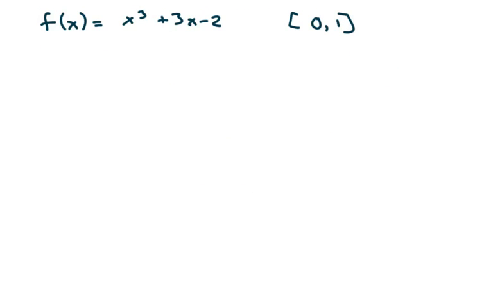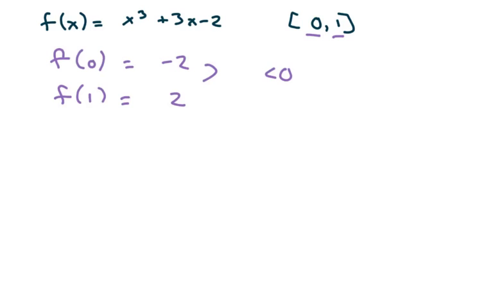Okay, the next one we have is this one. So we're going to check f of a and f of b, so f of 0 and f of 1. And you plug that in. F of 0 is negative 2, and f of 1 is 2. So the 0 is in between negative 2 and 2.